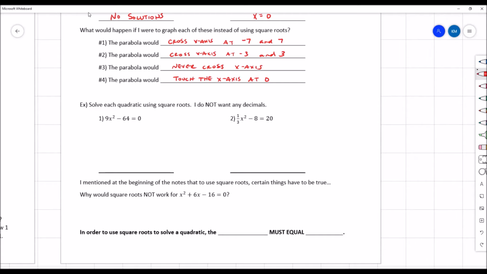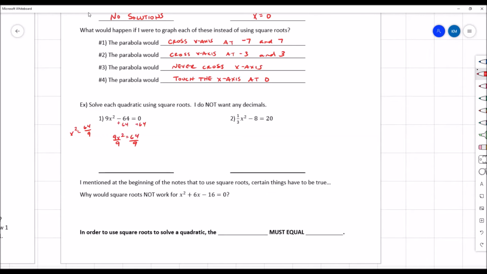So we have 9x squared minus 64 equals 0. Let's solve for x. Our first step is going to be to add 64 to both sides. And so we get 9x squared equals 64. Divide by 9 on both sides. And we get x squared equals 64 over 9. Which might seem unsettling a little bit, but it's okay.